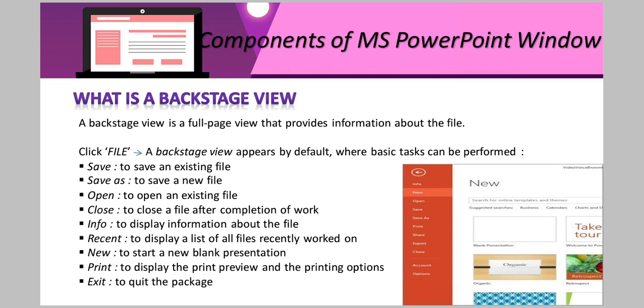can be performed. Save is to save an existing file. Save as is to save a new file. Open to open an existing file. Close to close a file after completion of work. Info to display information about the file. Recent to display the list of all files recently worked on. New to start a new blank presentation. Print to display the print preview and the printing options. Exit is to quit the package.